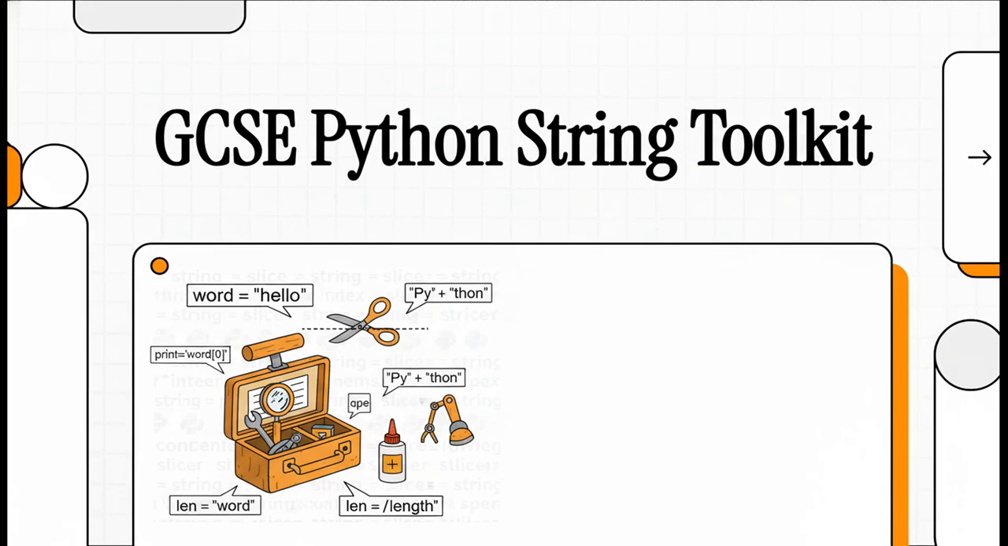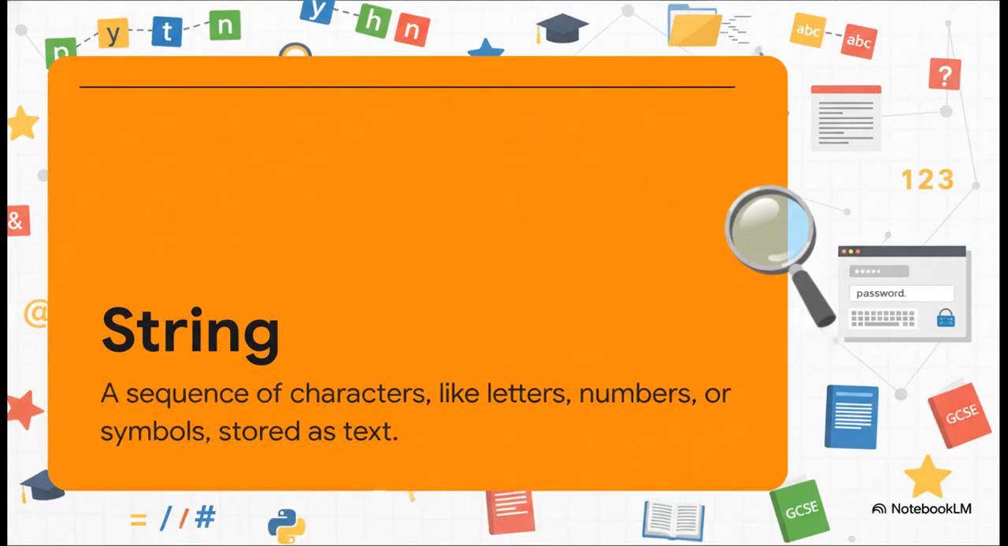All right, let's dive right in. In this explainer, we're opening up the programmer's toolkit to get you totally comfortable with one of the most fundamental skills for your GCSE computer science exam, basic string manipulation in Python. So, before we start using our tools, we need to know what we're working with. What is a string, really? Well, it's just a sequence of characters. It could be a name, a password, a whole sentence. If it's text, Python sees it as a string.